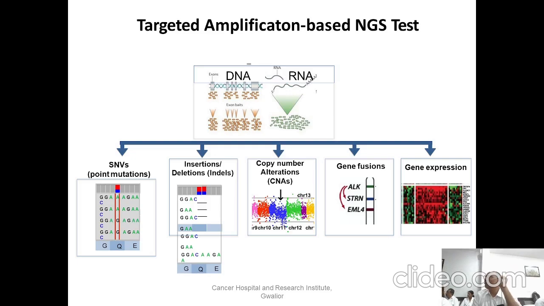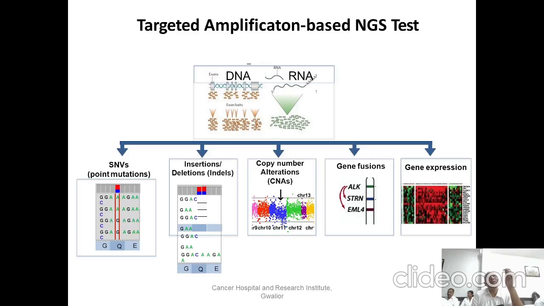Yeah, this is the same thing, targeted, how they do it. They detect gene fusion, gene expression, copy number alteration, insertion deletion and single nucleotide variation. If you have an ALL or AML and you want to send an NGS, it's very simple. Take some peripheral blood, send. No need to do marrow also.